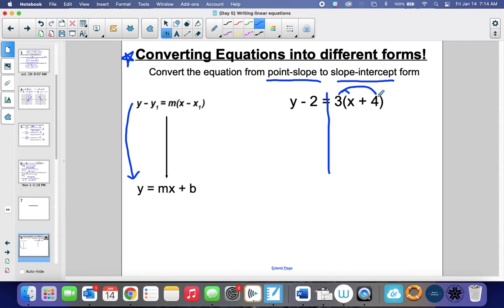Your first step is going to be to distribute. So I'm going to drop down the y minus 2 and do 3 times x is 3x, and 3 times 4 is 12. I'm then going to try to get y by itself, so I'm going to add 2 to both sides. So we're left with y equals 3x plus 14.